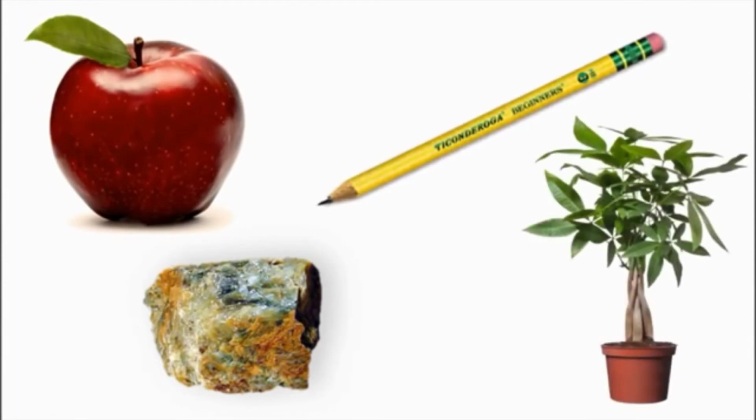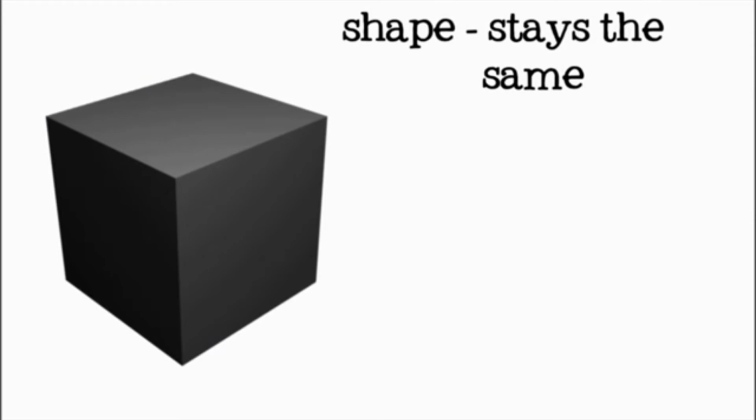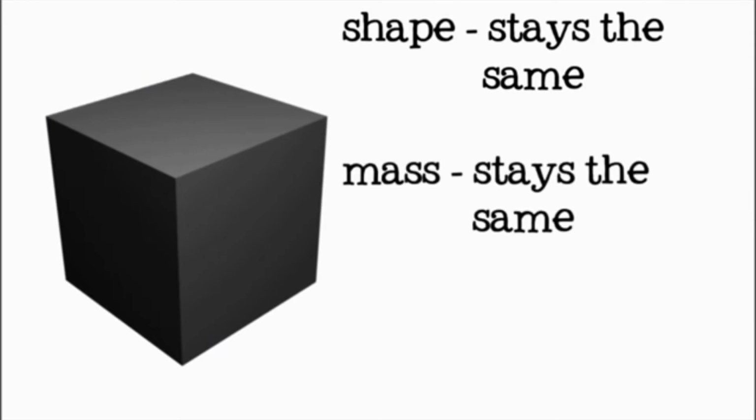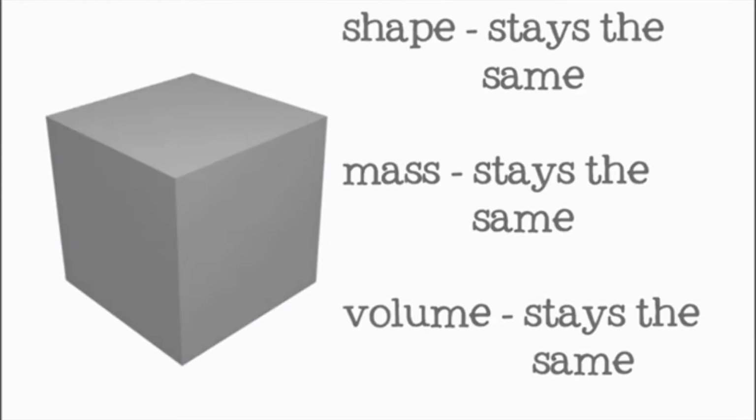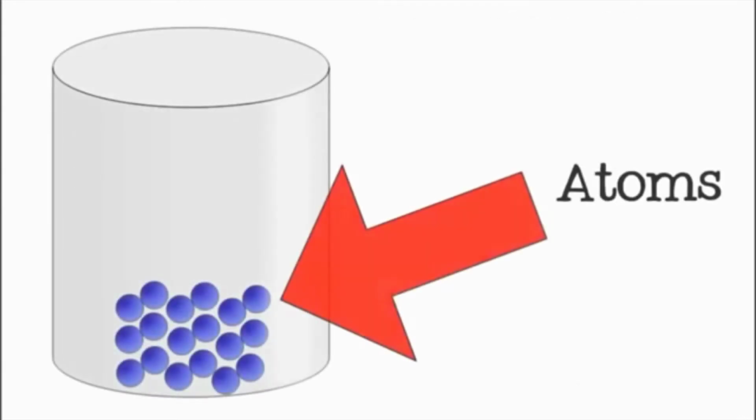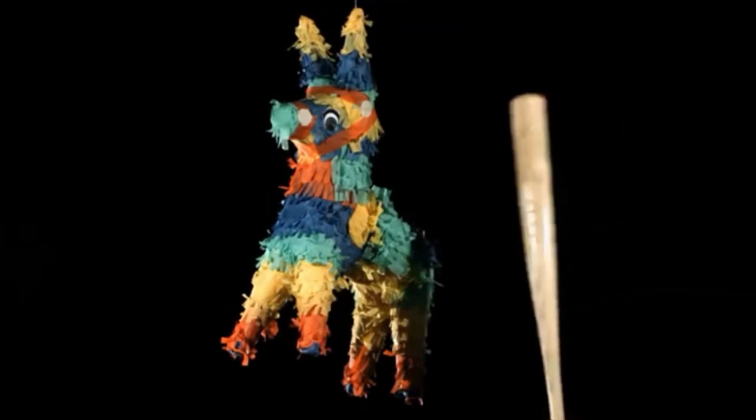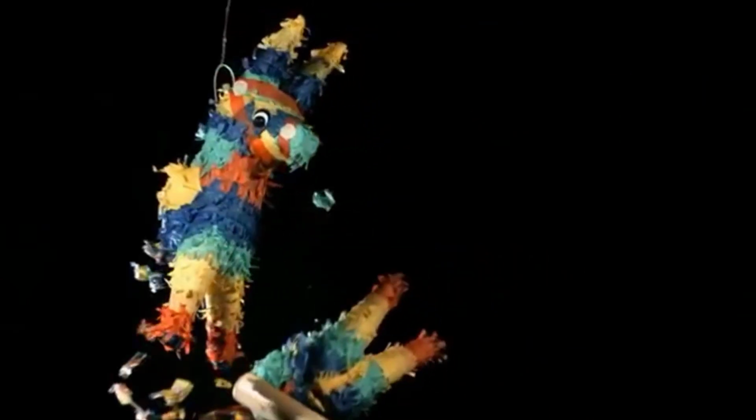Solids are easy to recognize. Rocks, apples, pencils, and plants are all examples of solid objects. A solid object has a definite shape that doesn't change when you move it or put it in a container. They also have a consistent mass and volume. This is because the atoms in a solid object are packed closely together, so they do not move around. A solid will change shape only if forced, for instance, if it is broken or smashed. If you look around, you can find many examples of solid objects.